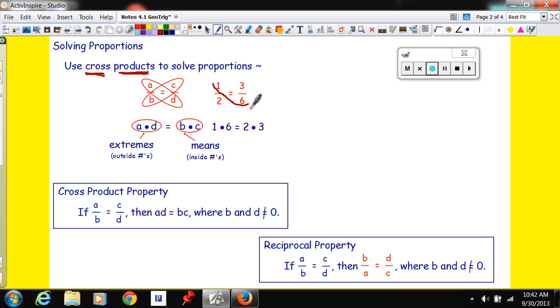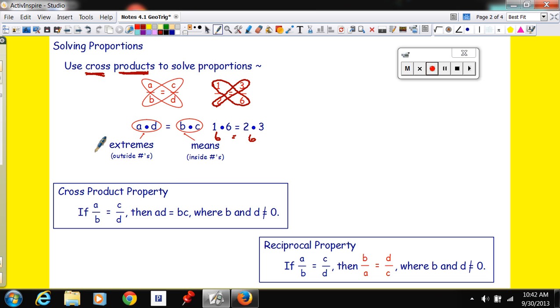It works here. If you do 1 times 6, you get 6 right here. If you do 2 times 3, you also get 6. And we know 6 equals 6. So anytime you see a proportion, these diagonals are going to have the same product.